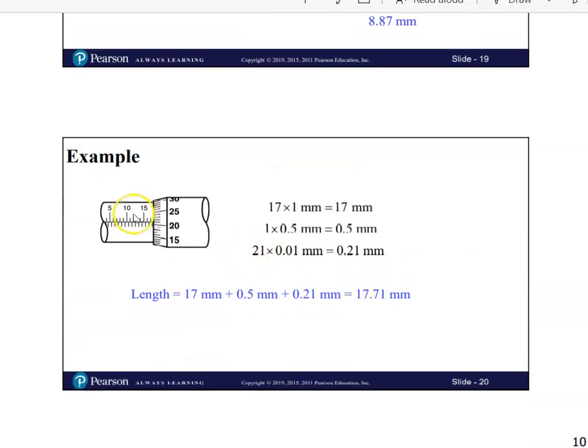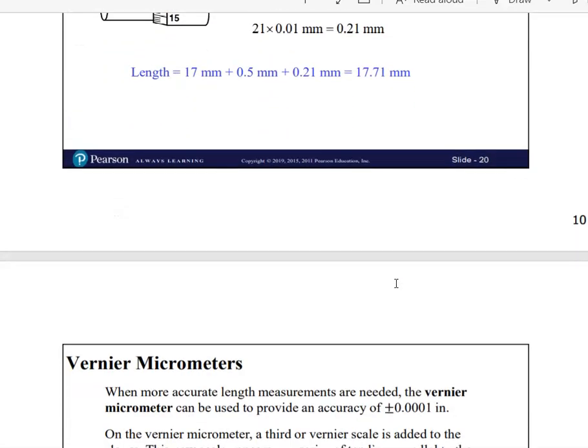So here we have an example. We've got 15, 16, 17, so 17 times 1 millimeter. If you look past 17, I'm seeing barely one line here, so times 0.5 millimeters. And then we've got 20 and 21 on the thimble, which is going to get us 0.21 millimeters, and then you add those together to get your total sum.